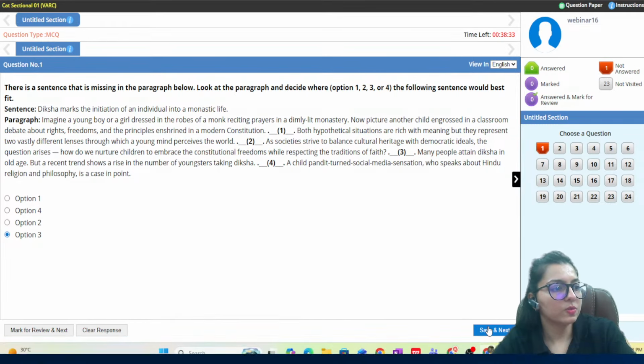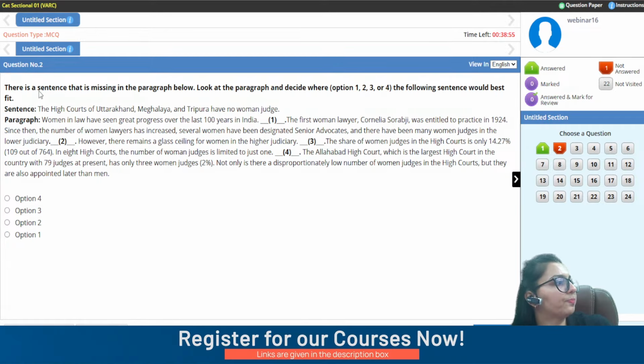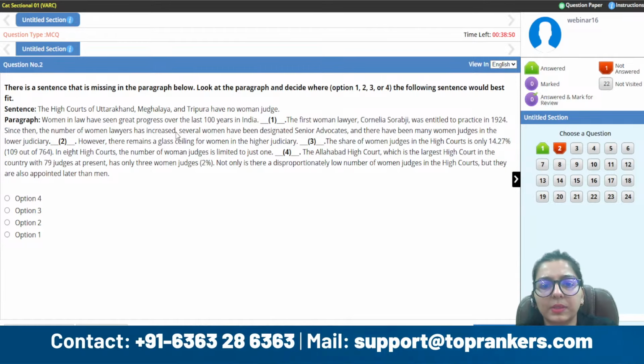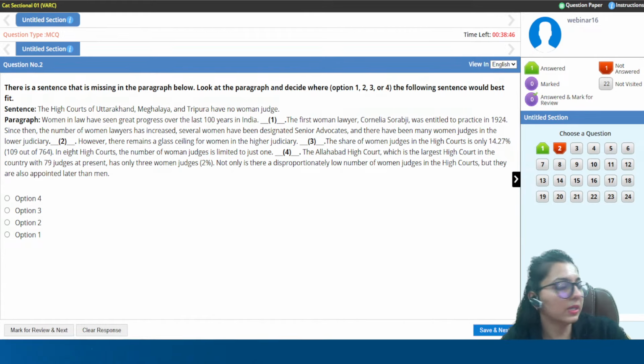Okay, so you save and next, and then you go on to the next. There is a sentence that is missing from the paragraph. We again have to see which of the following is going to be the perfect fit for it. Okay, let's get on to the next.